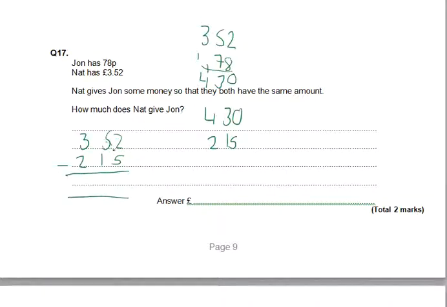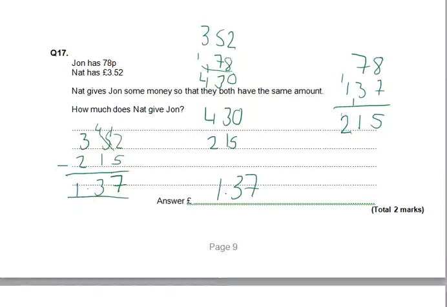2 take away 5 can't do. Borrow 12. 5, so that's 5, 6, 7. 4 take away 1 is 3. And 3 take away 2 is 1. So £1.37. Check that works. What we can do, again, you might do this at the end of the paper. 78 plus 137. Add them up. 8 add 7, 15. 10, 11. And we get 215. So we know that if Nat gives John 137, then they'll both have the same amount.